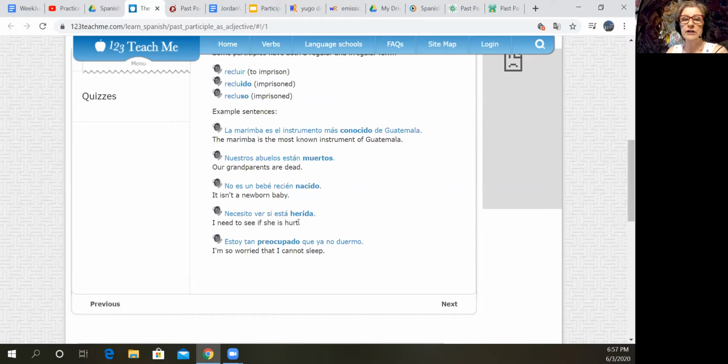Herida, hurt, injured. This is a good word. Necesito ver si está herida. Herida, injured, hurt. Herir is to hurt, to injure. You know, break the skin, not break a bone, but you get the picture. Damaged, hurt. Okay. Bien.